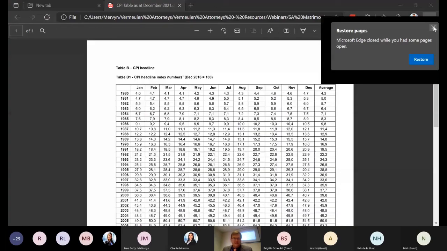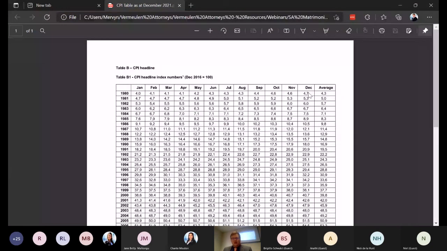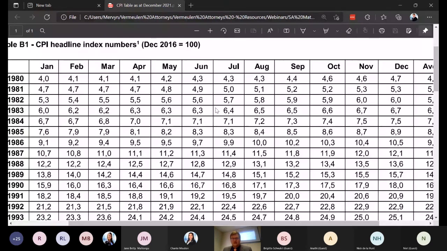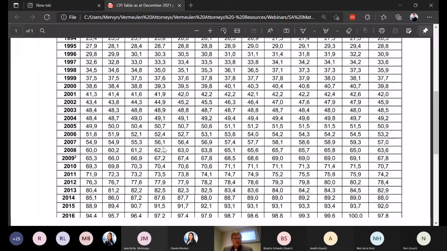It gives you a figure per month for each month of the year in a particular year. Then it gives you the average at the end. So for 1980, the nominal value of money was 4.0. The average for the year, or in January 1980 to December 1980, it's 4.7. So your weighted average for the year is 4.3 over there. Okay, so now we go up to 2017, for example, and your weighted average is 103.